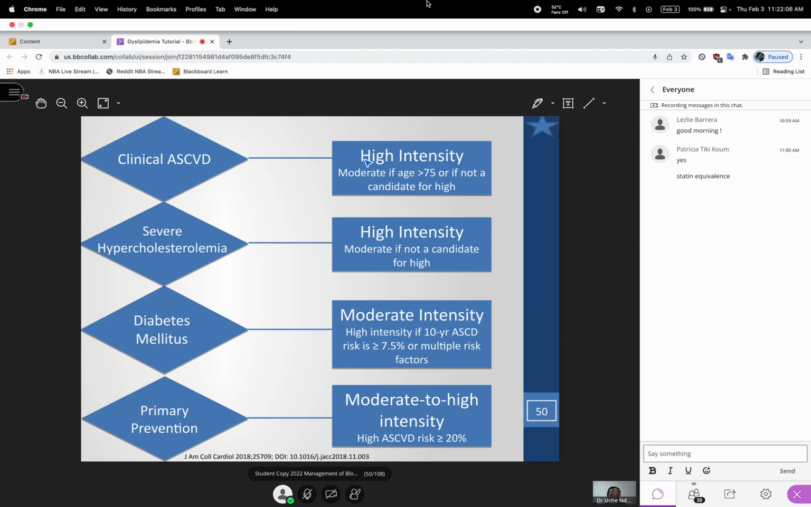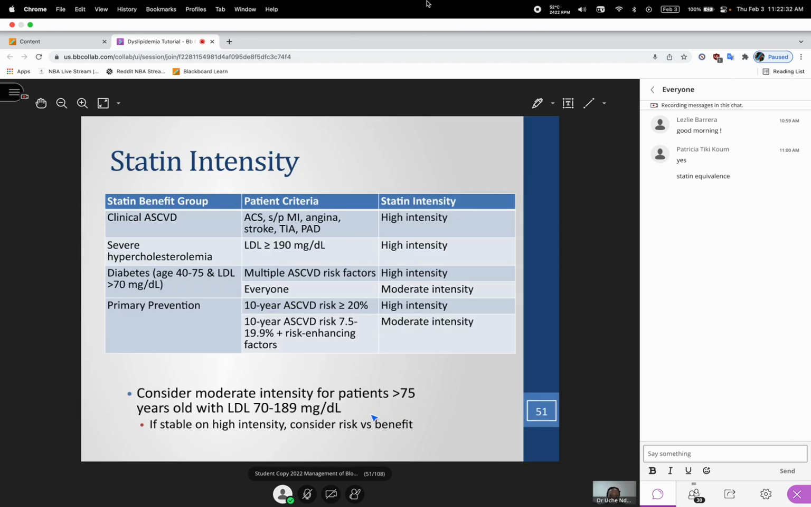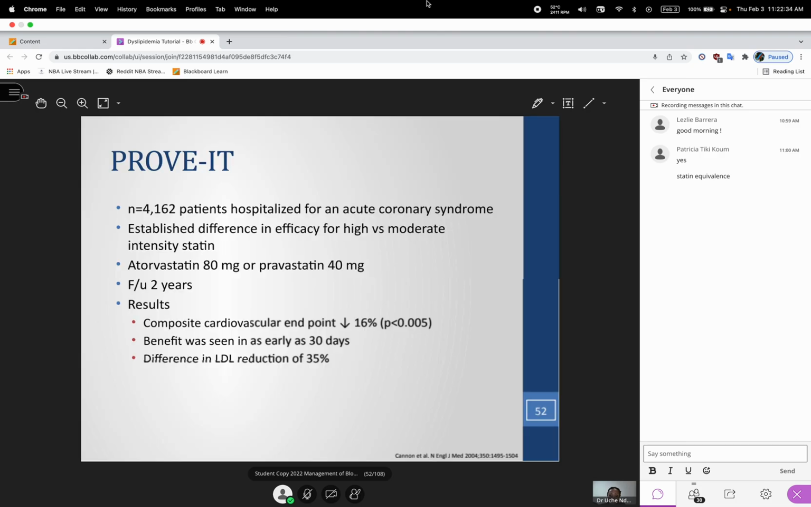So if they have clinical ASCVD, we give them high intensity. Severe hypercholesterolemia, high intensity. For diabetes, moderate intensity, unless they have a bunch of other stuff going on. Primary prevention, moderate to high intensity, because we know that there is a variation with the borderline, intermediate and high risk, right? So in that same continuum is how we would decide what intensity of a statin to give.